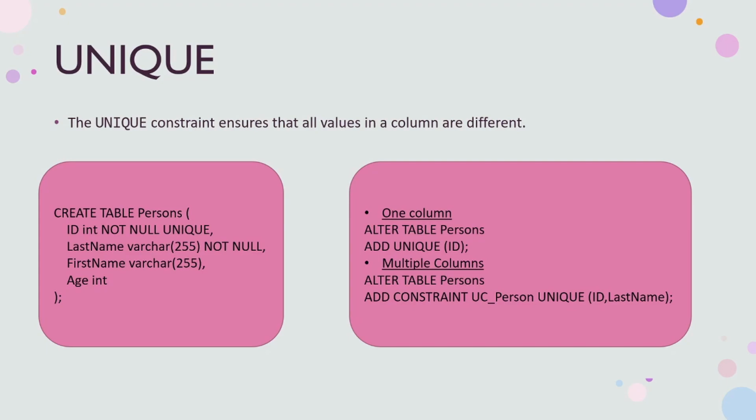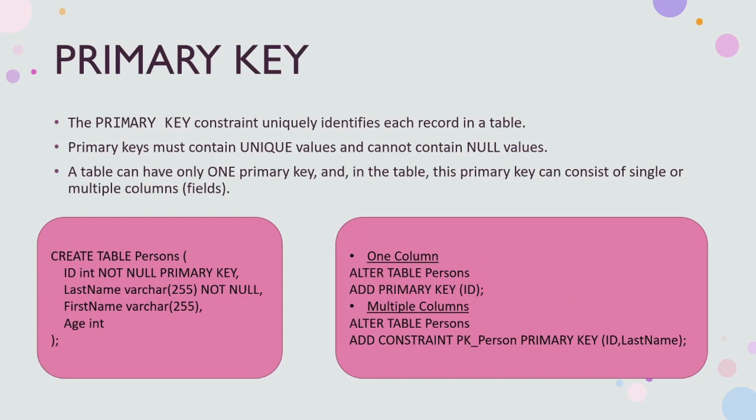When you do it to one column, you just say alter table persons, add unique for which column? The ID column. When you want multiple columns, like let's say I want a combination of these two to be unique, that's how you do it. For that you have to give a constraint name. So you say alter table persons, I want to add a constraint. So add constraint, the constraint name is UC underscore persons, and you say it has to be unique for what? For ID and the last name. So the combination of these two has to be unique. That's what unique does.